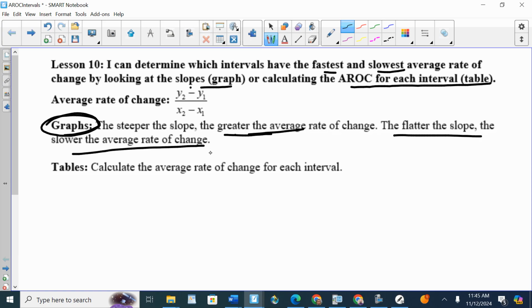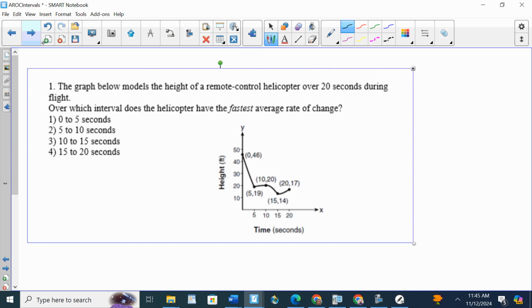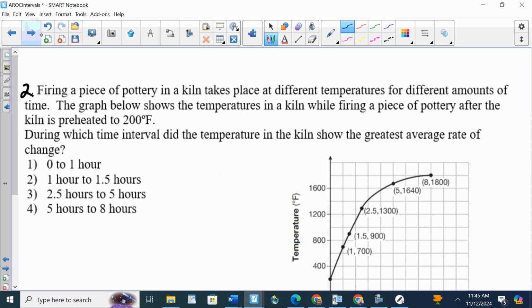For tables, it's a bit more annoying. There really are no shortcuts. You're just going to have to calculate the average rate of change for each interval and then state which is the greatest or the least, depending what the question's asking for. So let's start with a graph. Let's actually do number two.